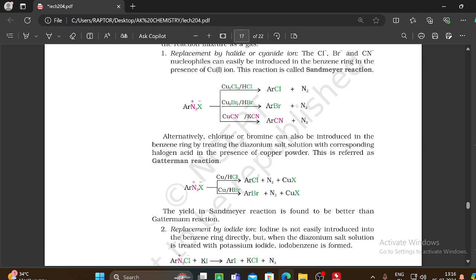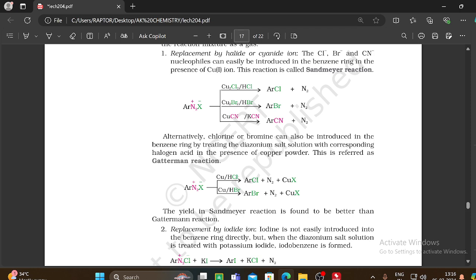Is it clear? When there is a charge, what do we call it? Polar in nature. If there is no charge, non-polar.